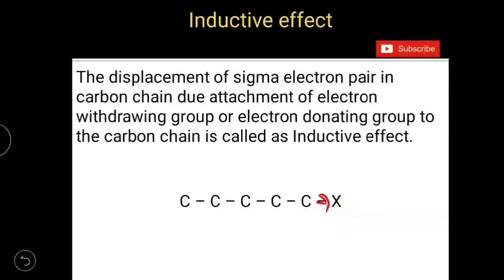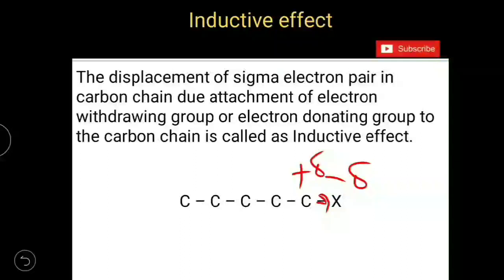Because of coming of electron pair close to group X, it gets partial negative charge, and as that electron pair moving away from the carbon atom gets partial positive charge. So this kind of displacement of sigma electron pair towards any one of the group is called as inductive effect.